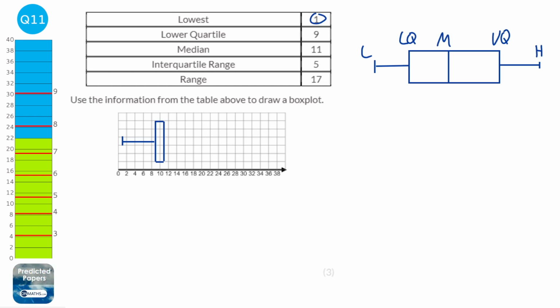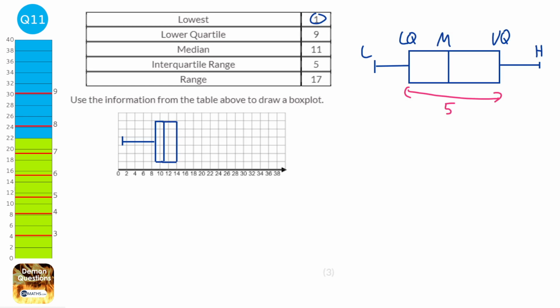Now it says the interquartile range is 5. Now the interquartile range is the distance here. So that's 5. So it's going to be 5 more than the lower quartile. If the lower quartile is at 9, it would be 9 plus 5, which will be 14. So if we get our line at 14, and then complete our box plot. Here we go.